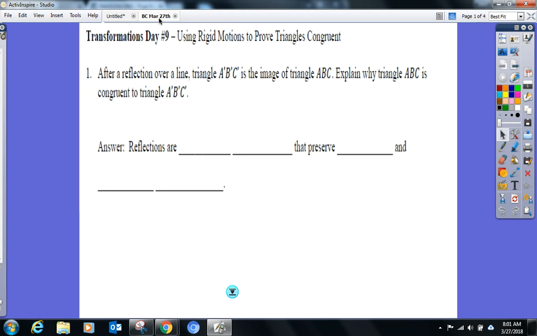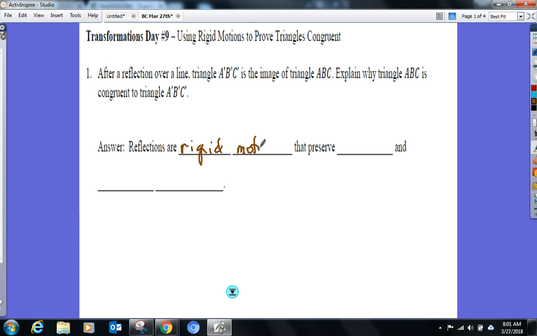I reflected triangle ABC. Triangle A prime, B prime, C prime is the image of triangle ABC after reflection. Why are the two triangles congruent? It's basically what Nate just said. Reflections are a type of rigid motion, yes. So reflections are rigid motions. And what do we know about rigid motions? They preserve what? What doesn't change in a rigid motion? They preserve distance, or side length, and angle measure.